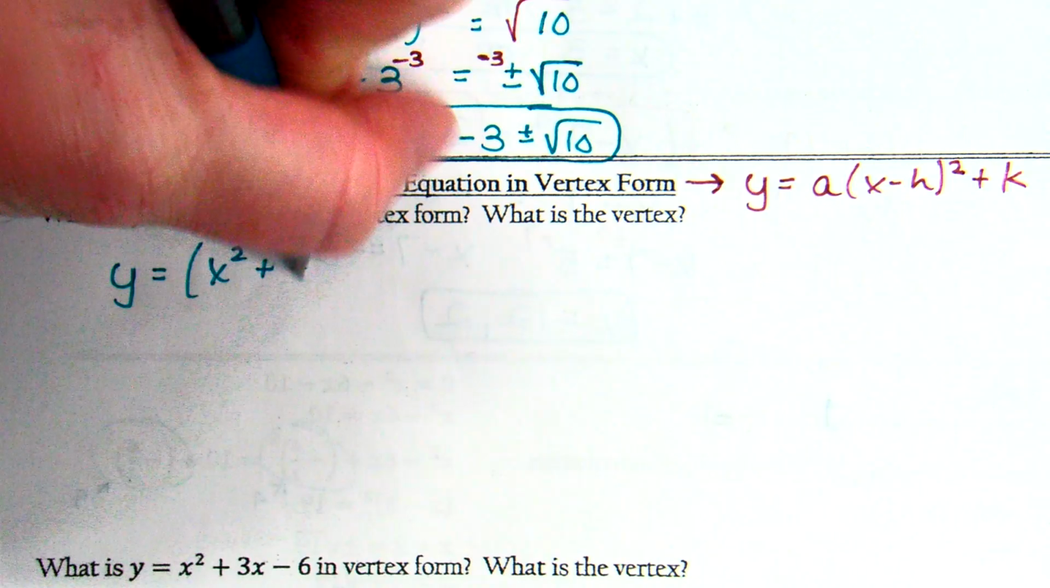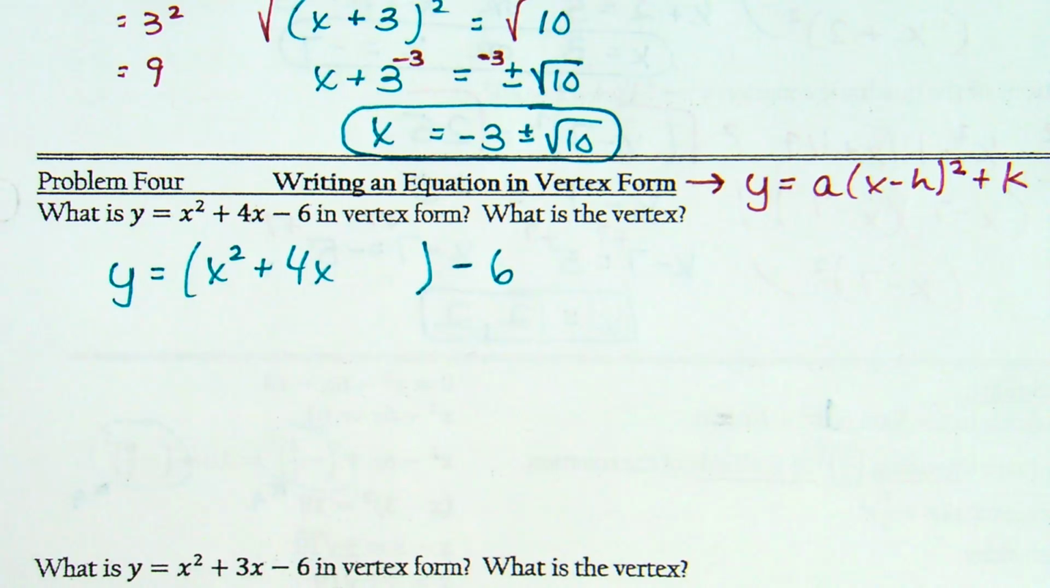Step 2 was add b over 2 squared to both sides, right? Okay, similar. We're going to tweak that step a little bit, but we are still going to do the b over 2 squared. Okay, so what's my b? B is 4.